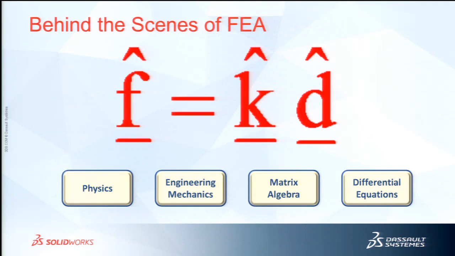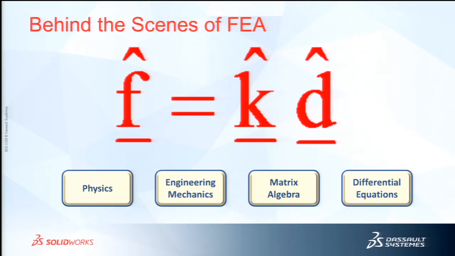So, behind the scenes of FEA, we have this one very simple equation, F equals KD. Now, in these 3 letters, all you have is really just accumulation of all that you guys know about physics, engineering mechanics, matrix algebra, and differential equations. So looking at those 4 boxes there, how many people just cringed a little bit? I do. So what I say to people who get intimidated by looking at an equation like this is that you're just not looking at it in the right light.